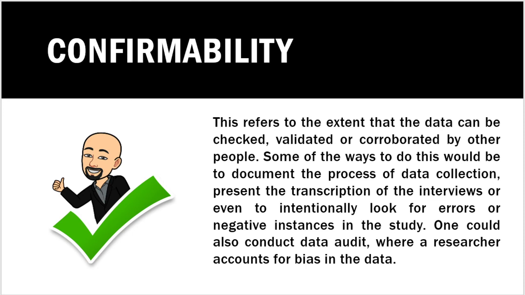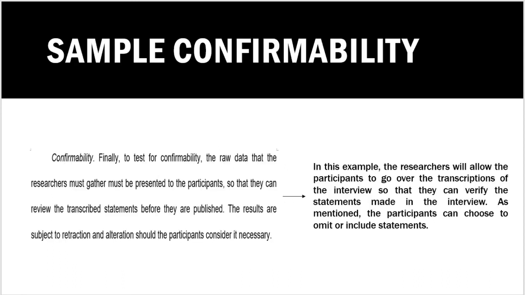You also have to present the transcription of the interviews or even to intentionally look for errors or negative instances in the study. So you have to sift through your material and look for errors so that you can correct them. Another alternative would be to conduct data audit where a researcher accounts for bias in the data. We check if some of the discussions, some of the conclusions favor one party. Because as you know, in research, we have to be objective.